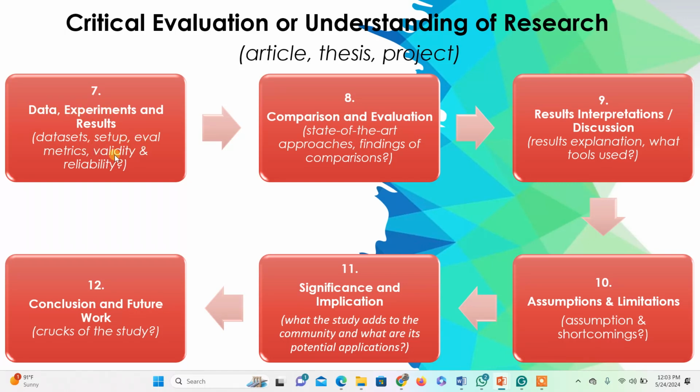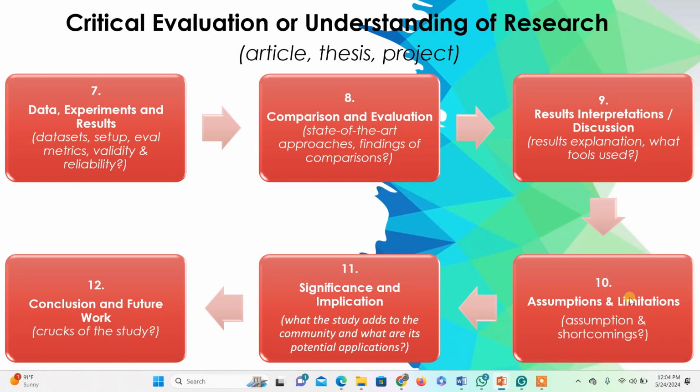and what were the evaluation metrics and validity and reliability of the experiment, and whether this research has been compared and evaluated with state of the art research papers or not, and if yes, what are the findings of the comparison. And then, whether the results produced have been interpreted, explained, and discussed properly or not to make it understandable for the reader.